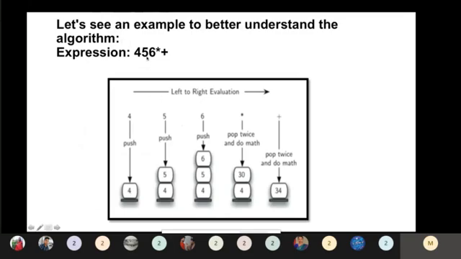Next we read the 5. The 5 we also push on the stack. A stack means that whatever we are operating on should be placed on the topmost position. So we have 5 and then 4. The next one is 6, which we also push on the stack. Now we have 6, 5, 4. The next one is the multiplication, the asterisk symbol.